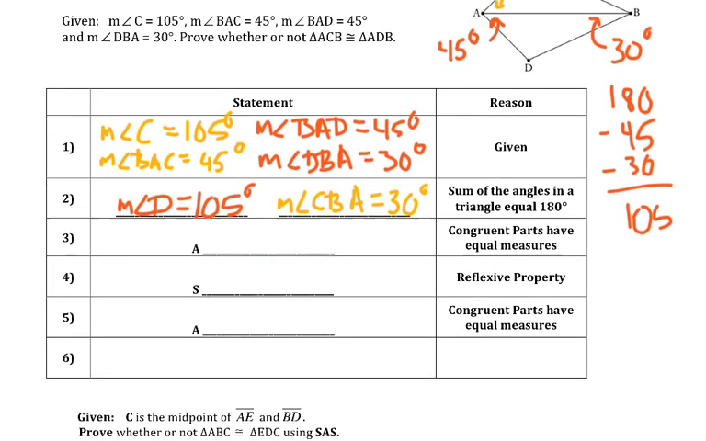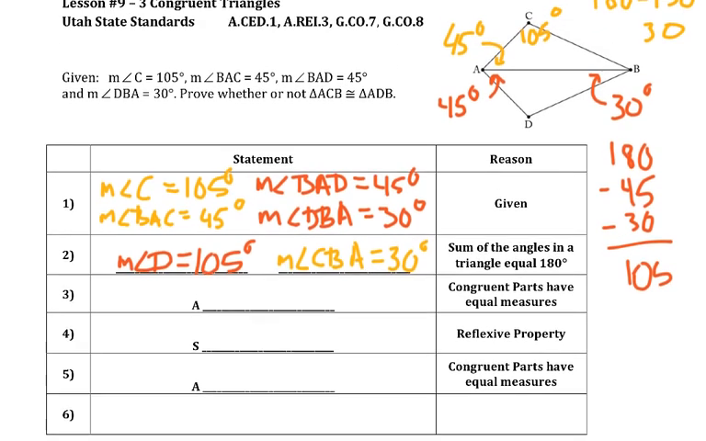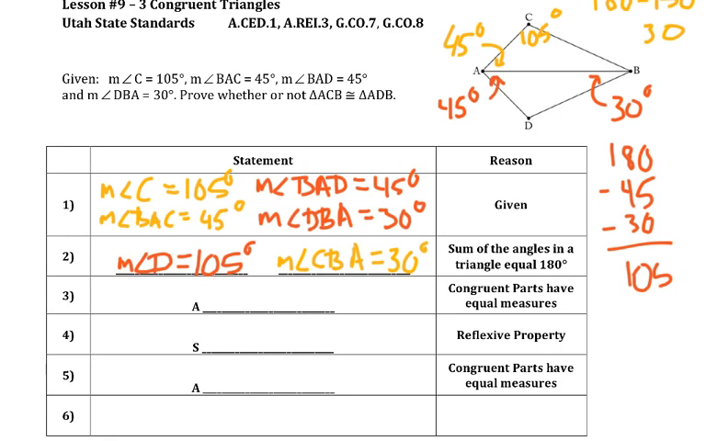Step 3. Congruent parts have equal measures. Okay, so ASA. They're telling us we want to use angle, side, angle. So if we want any of the sides to be the same, the only one we know that can be the same is the same side or same line segment, which is AB, using the reflexive property. Something is always congruent to itself. And so that's going to be the segment AB is congruent to the segment AB.